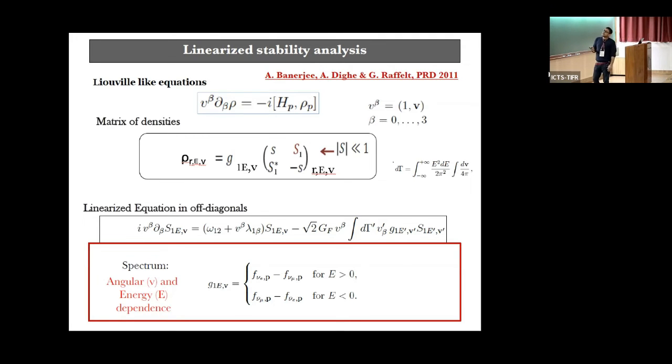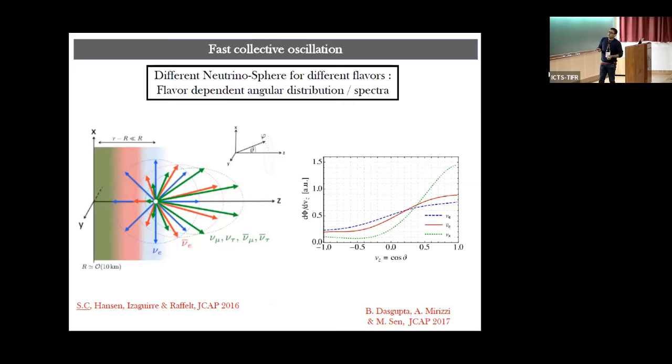But what is very interesting is this quantity, which we call the spectra. This is nothing but a difference of fluxes of different neutrinos. And this spectra, which we knew from previous studies, a zero crossing in the spectra is basically what triggers this kind of flavor instability. So we can try to understand this from the example of the fast oscillation.